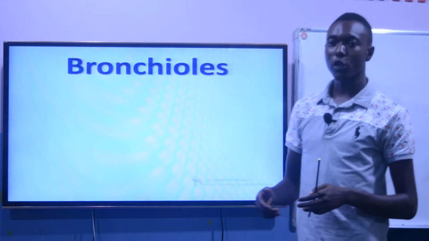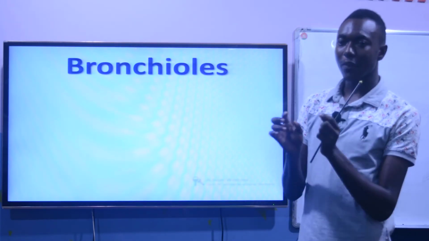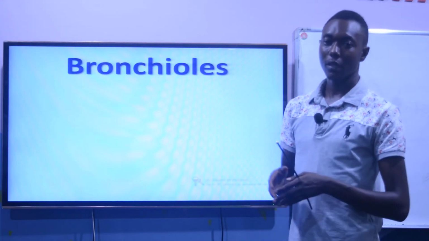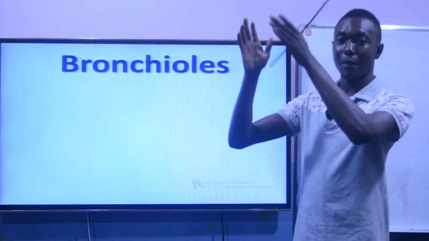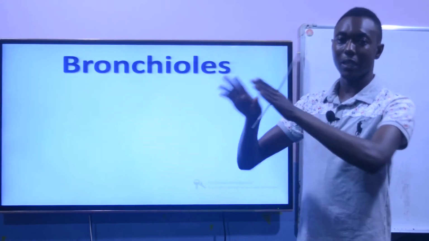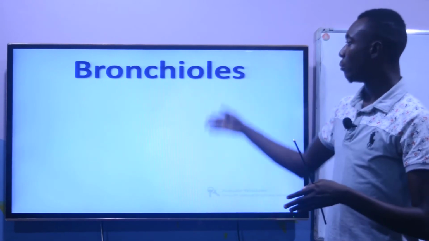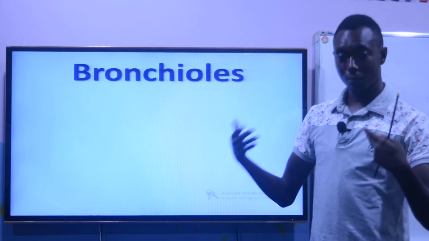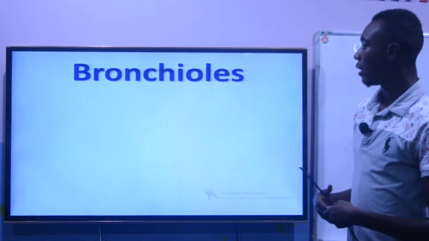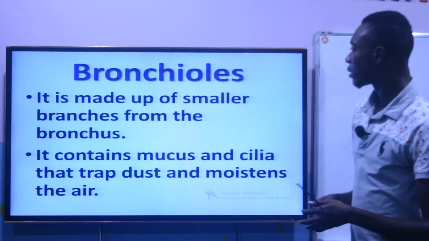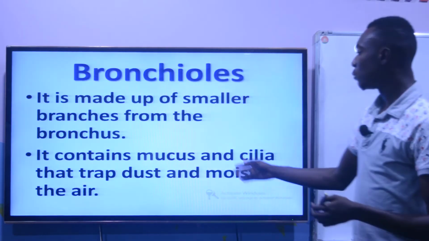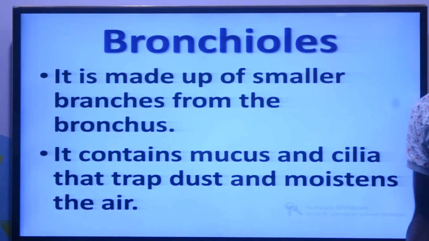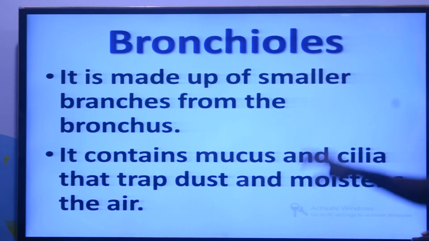Then we get to the bronchioles. The bronchioles are the branches. You see, if you look at a tree, we have the main stem. All right? Aside from that, there are some branches. The bronchioles are also like branches of a tree, but are located in the lungs. It also contains mucus and cilia that trap dust and moisten the air. Good.